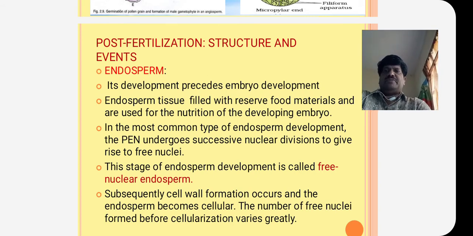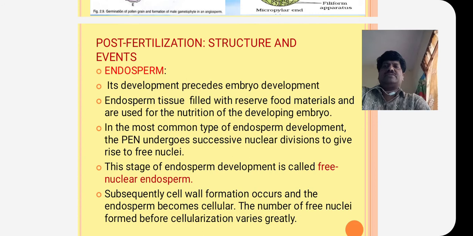There are three major types of endosperm development: free nuclear endosperm development, cellular endosperm development, and helobial endosperm development. In the free nuclear type of endosperm development, the PEN divides and forms a large number of nuclei. There will be formation of more and more nuclei, but these nuclei are not laid down by any cell wall. There will not be any cell wall. So that is free nuclear endosperm development.